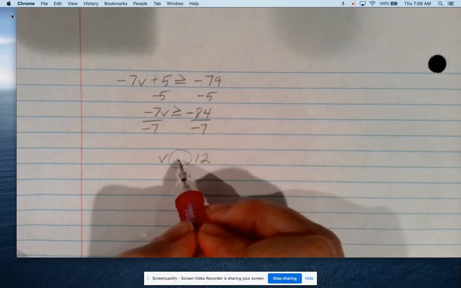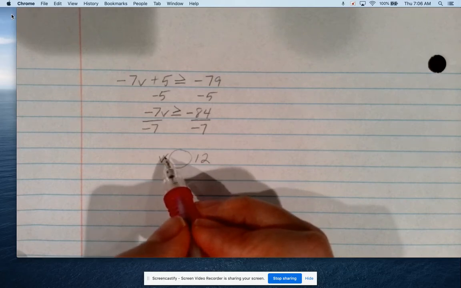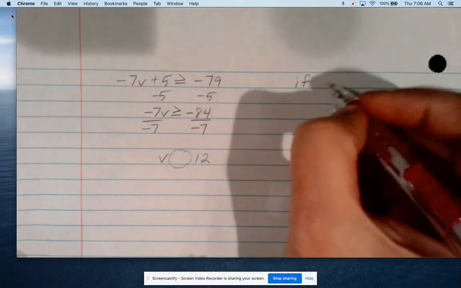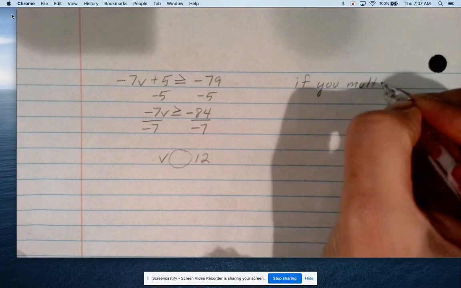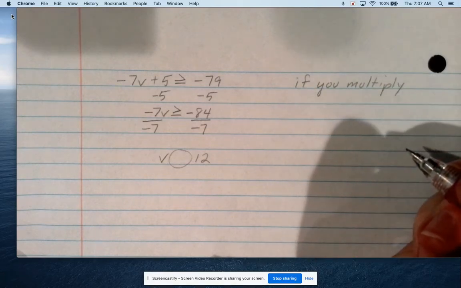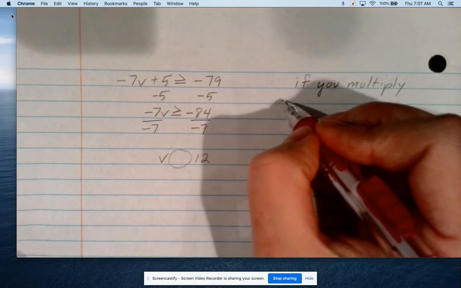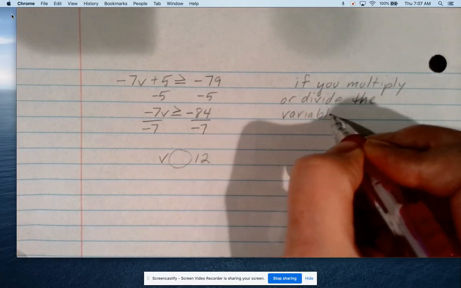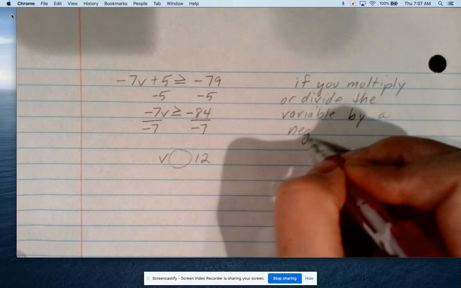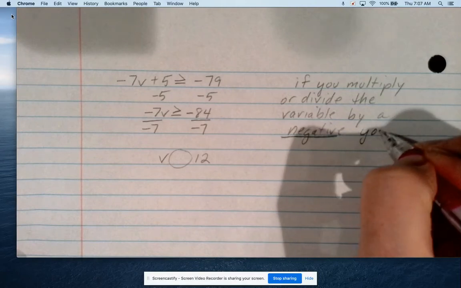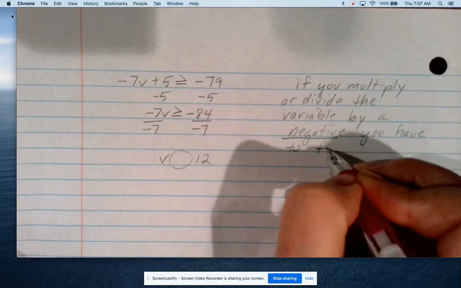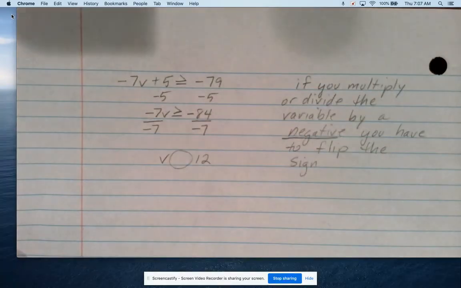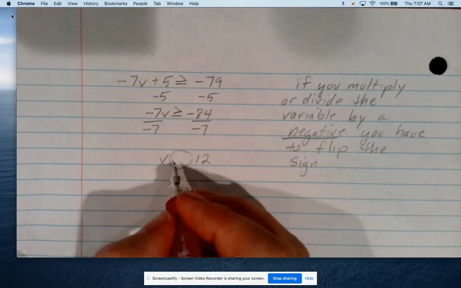Now, this is an important rule. If I multiply or divide by a negative, then I need to flip the sign. I have a separate video that's going to help you understand why, but here is a huge rule you need to know. If you multiply, and notice I'm not talking about adding or subtracting a negative, I'm only talking about multiplying or dividing the variable by a negative, you have to flip the sign. What do I mean by flipping the sign? Instead of the variable being greater than or equal to, now the variable is going to be less than or equal to 12.